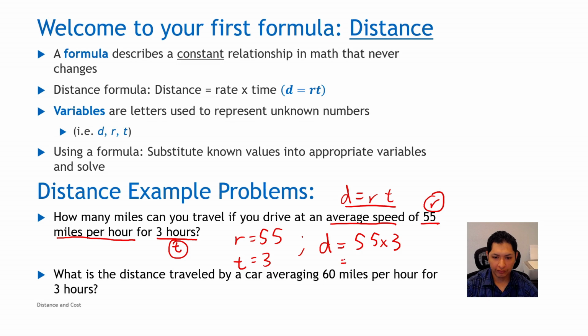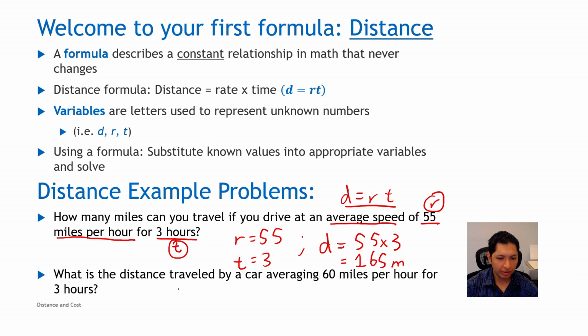And 55 times 3 is 165. So the distance traveled at 55 miles per hour for 3 hours is 165 miles. So what I did here is that the problem gave me 2 pieces of information that I need to solve for the distance. It gave me the rate and it gave me the time. And once I knew what those were, I substituted in for the variables in the formula and solved for the answer, or the distance. So let's look at another one.